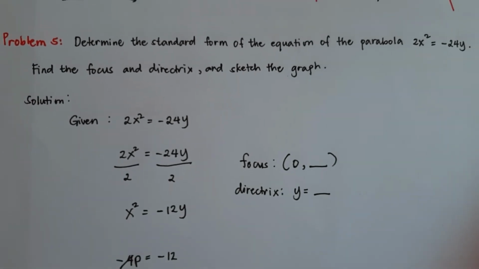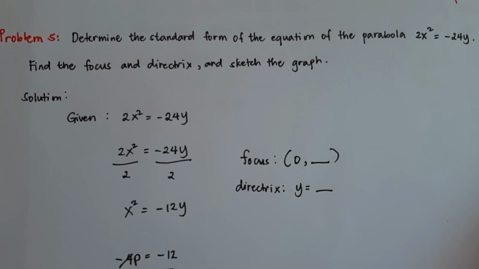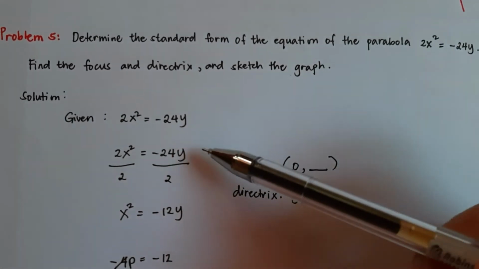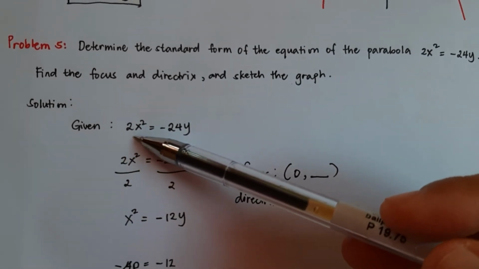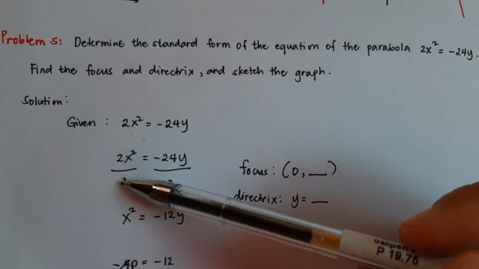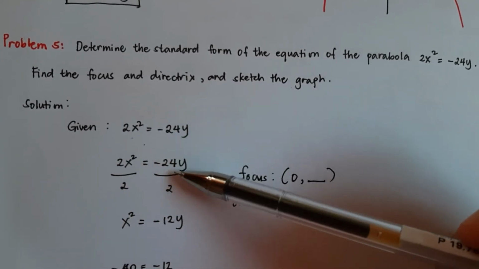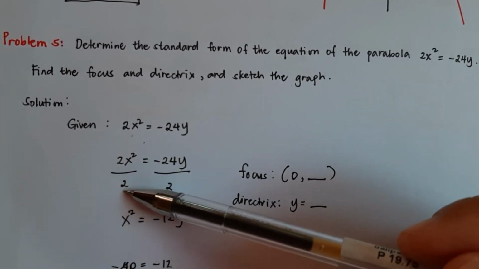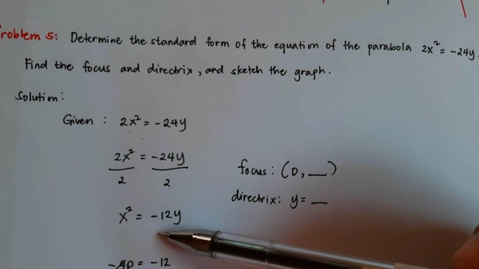Determine the standard form of the equation of the parabola 2x squared is equal to negative 24y. No, so find the focus and directrix and sketch the graph. Solution, no, hindi pa siya naka-standard form kaya gagawin natin siyang standard. So paano? Ang goal natin ay maging 1 lang ang numerical coefficient ng x squared. Kaya di-divide natin siya by 2. So kung anong number nandun, yun ang pang-divide natin. And then negative 24 also divided by 2. So kung anong ginawa mo dito sa left, yun din yung gagawin mo sa right. So kung nag-divide ka ng 2 dito, mag-divide ka rin ng 2 dito. So the answer will be x squared is equal to negative 12y.